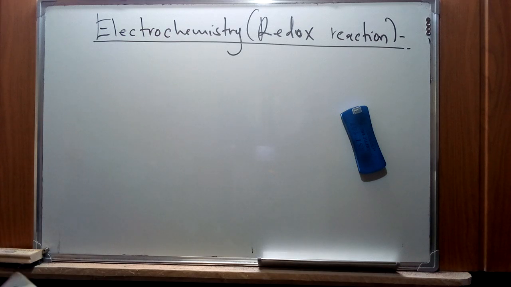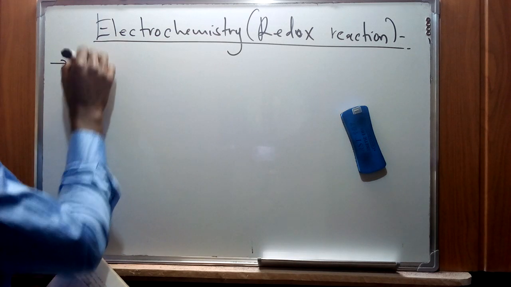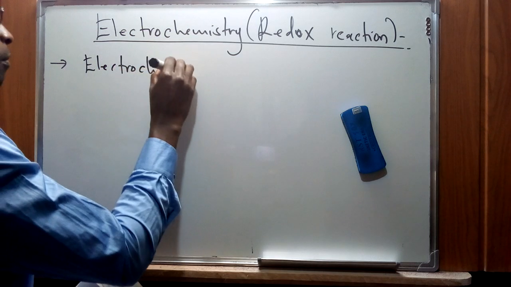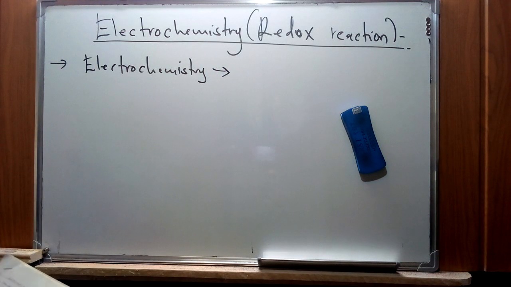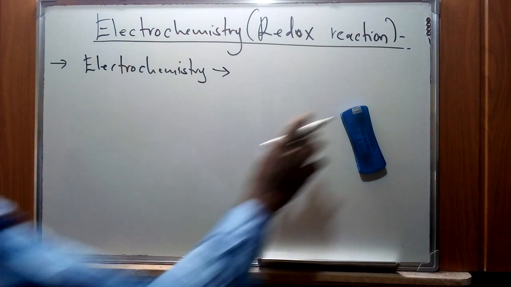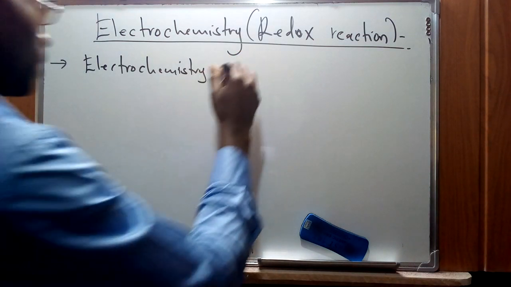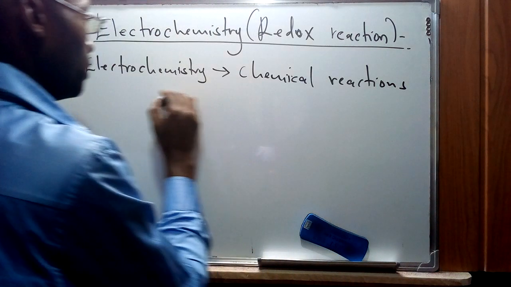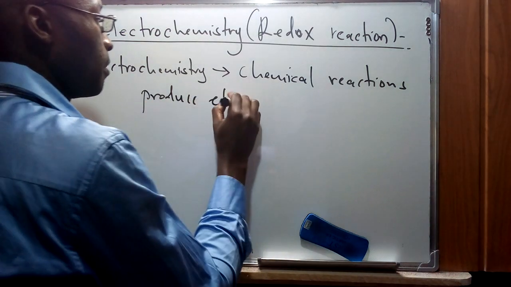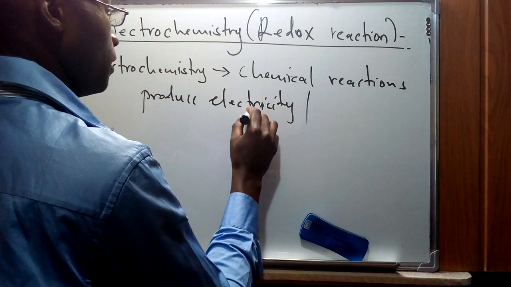So in essence, this concept of redox stems from the broader topic of electrochemistry, which we define as the study of how chemical reactions produce electrical energy and how in turn electrical energy causes chemical reactions or influences chemical reactions. So as we have said, these are chemical reactions which are producing electricity, and how in turn this electricity is going to initiate chemical reactions.